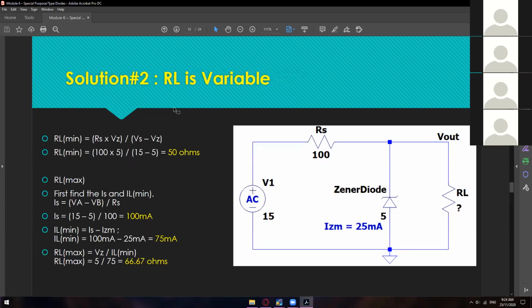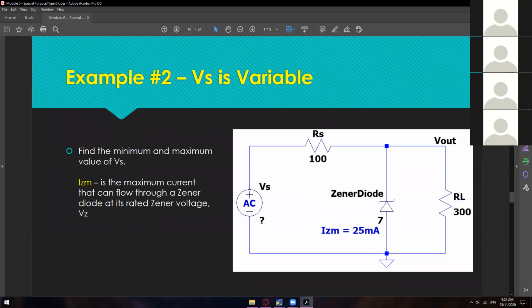All right. So in example number 2, we have RL as a variable. And then in example number 3, VS now is the variable. So we now have the value for the RL, but we now have a missing value for the VS. So in here, we're going to find the minimum voltage wherein it will still work under Zener breakdown voltage. And then we're going to find the VS max, or the maximum voltage source, wherein it will still be accepted by the Zener diode voltage if it has a maximum current of 25 milliamps.